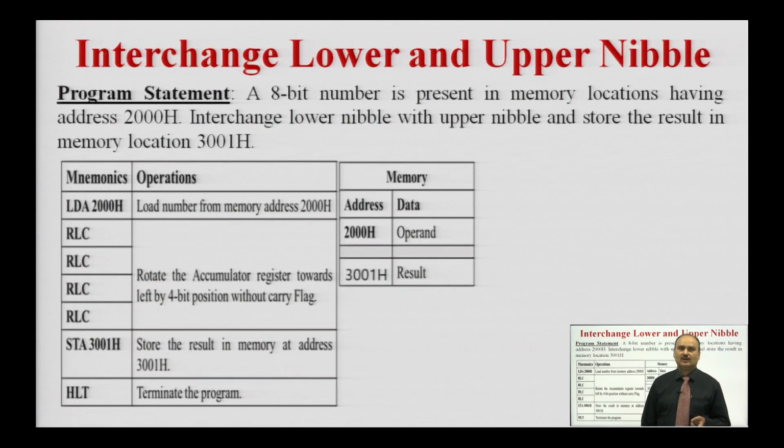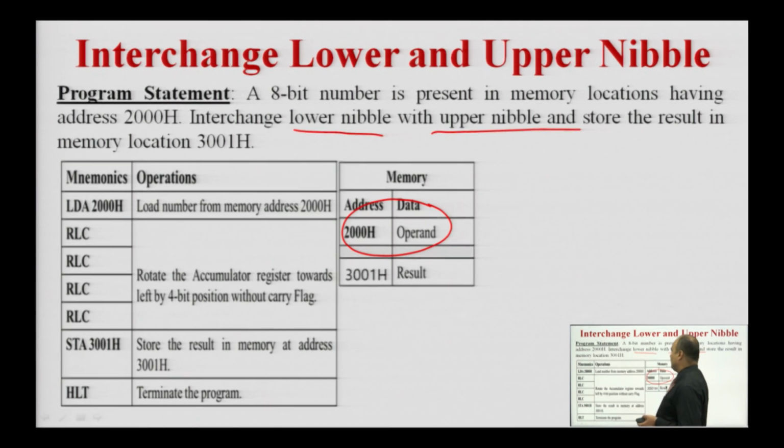Then interchange the lower and upper nibble. An 8-bit number is present in the memory location having address 2000H. So, this is the 8-bit number which is present. We need to interchange the lower nibble with the upper nibble and the upper nibble with the lower nibble, and store the result into the memory location having address 3001H.